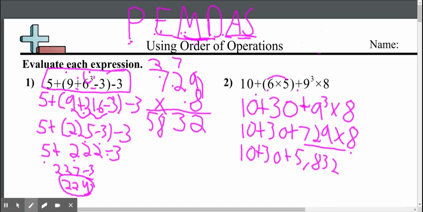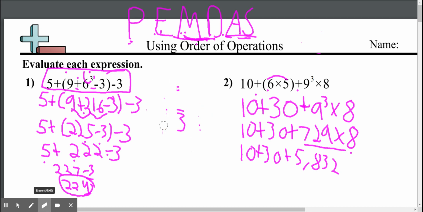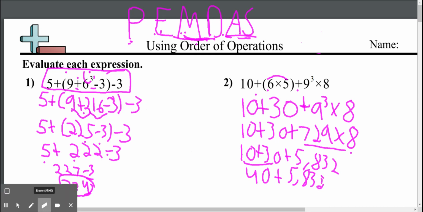Okay. And just in good faith and measure, we're still just going to tackle going from left to right everywhere else. Okay? I want you to still be in best practice with that. So we're not going to, because at this point you're like, well, you can do it whatever way. True. But we're still in good faith going to go from left to right. So this 10 plus 30 first, that gives me 40, plus 5,832. Okay? Now, hang on, I'm just going to redo that one there. Sorry about that.